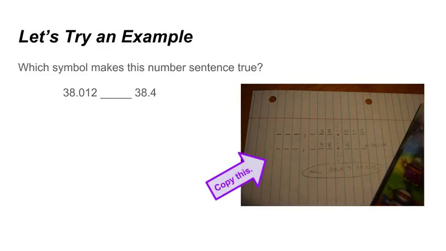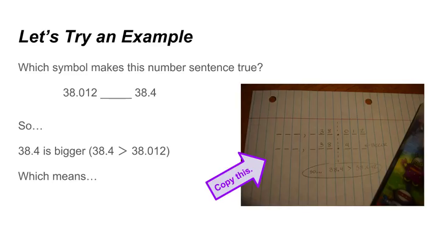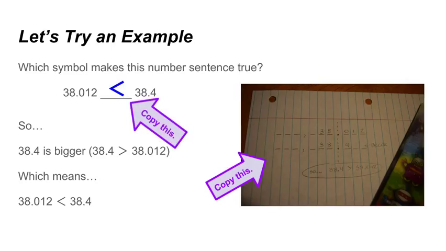So copy this down in your notes. So 38 and 4 tenths is the bigger number, otherwise known as 38 and 4 tenths is greater than 38 and 12 thousandths, which means the opposite is also true, or the inverse is also true, or if you flip it around, if 38 and 4 tenths is greater than 38 and 12 thousandths, then 38 and 12 thousandths must be less than 38 and 4 tenths. And of course you want to copy that answer into your notes.